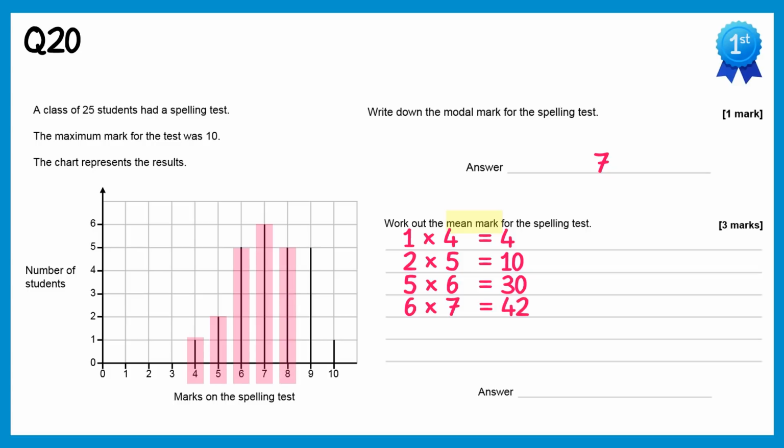8 marks with 5 people, 5 times 8 is 40. 9 marks with 5 people, 5 times 9 is 45. And finally, 10 out of 10, one person got 10 marks, so 1 times 10 is 10. These are all of the marks achieved.